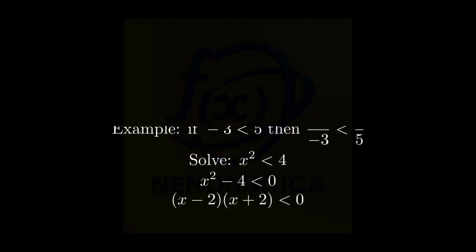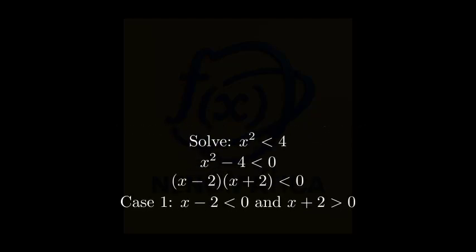Now, let's apply this property to solve an inequality problem. Consider the inequality x squared is less than 4. First, we can rewrite this as x squared minus 4 is less than 0. To solve this, we need to factor it as x minus 2 times x plus 2 is less than 0.